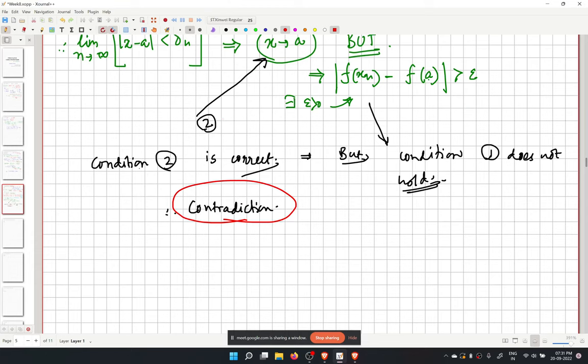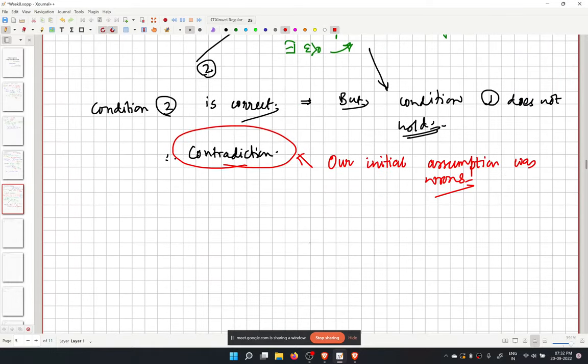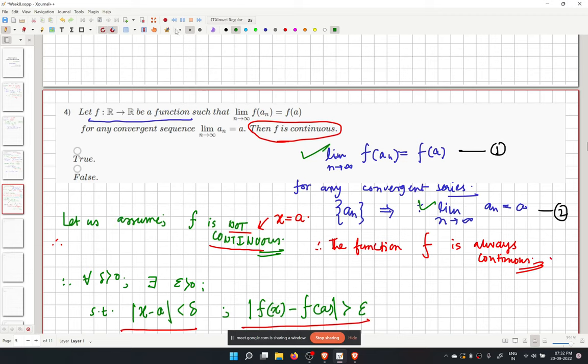So with this contradiction, we can say that our initial assumption was actually wrong. What was our initial assumption? It was that the function is not continuous at x equal to a. So our assumption is wrong and the function is continuous. Okay, so with this proof, we can say that the statement here is actually true. So this is the correct answer.